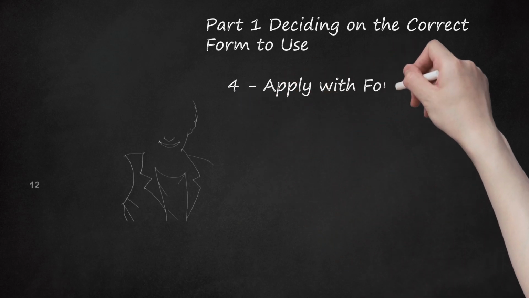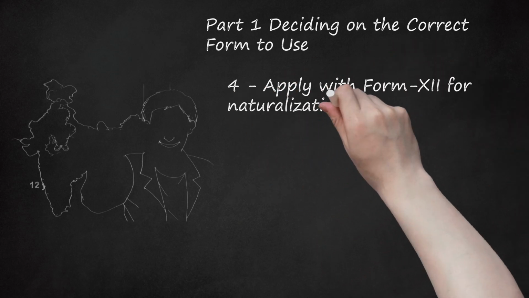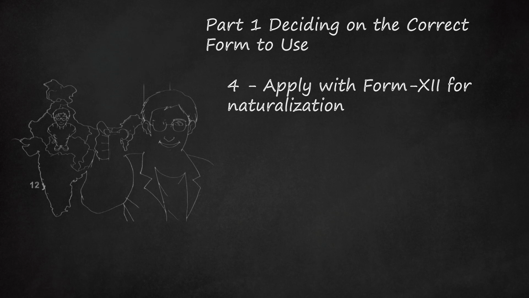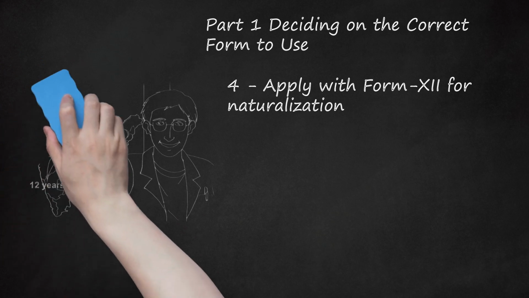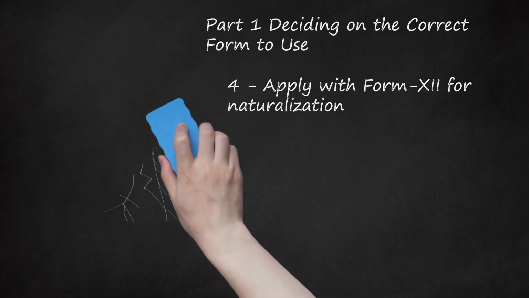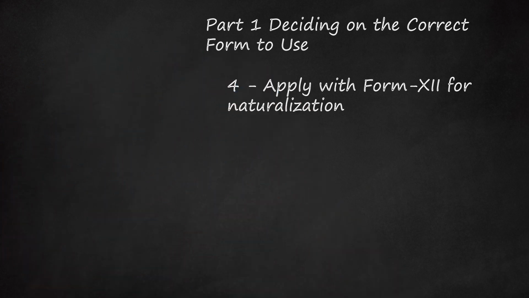4. Apply with Form 12 for naturalization. You can become a citizen of India by naturalization if you've lived in the country for at least 12 years. You make this application under Section 6. You may not have been living in India illegally. You may be able to file for citizenship earlier if you've made a significant contribution to the world, especially in literature, art, philosophy, or science.